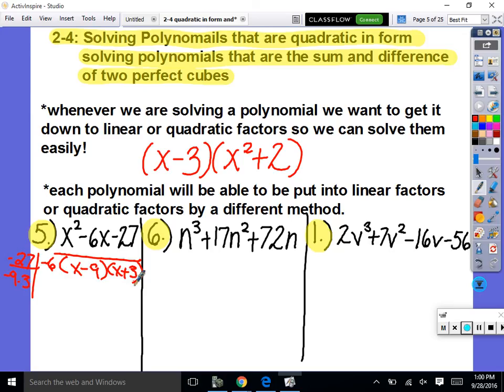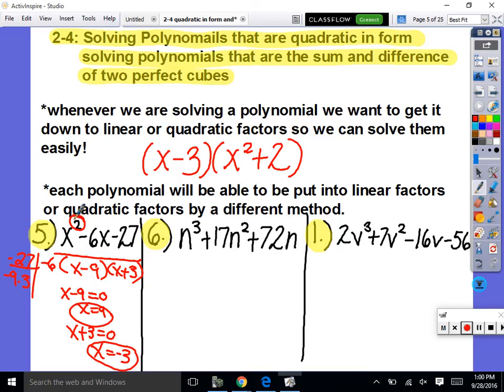Now, those are linear factors. We can set each of those equal to 0 and solve. So we have x minus 9 equals 0 and x plus 3 equals 0. Solve for x. Using algebra, we would add 9, correct? So we get x is equal to 9. We would subtract 3 from both sides. So we get x is equal to negative 3. We have 2 solutions. It was degree 2, so we should have 2 solutions. Does everybody feel good about that one?